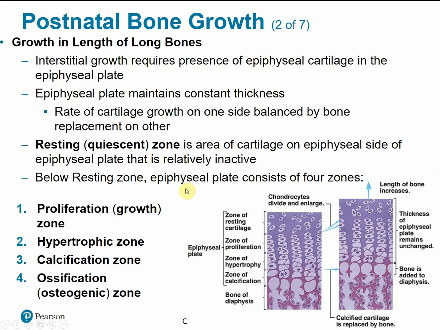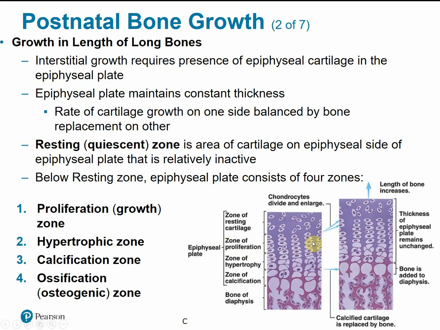So there's 5 zones in the epiphyseal plate. The resting zone or the quiescent zone is where the cartilage is relatively inactive. It's just pretty much regular everyday cartilage. It's not really doing anything. However, below that resting zone is where we start to see some activity occur with the chondrocytes or the cartilage cells. So the first zone is the zone of proliferation or growth.